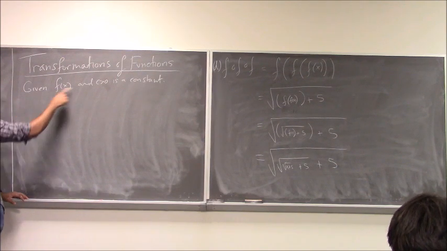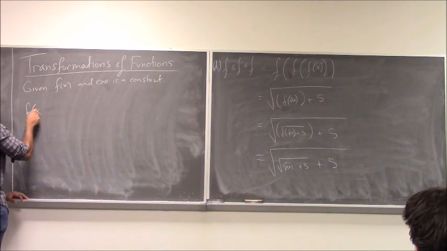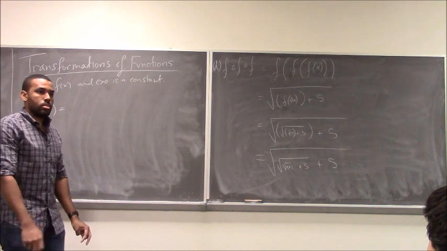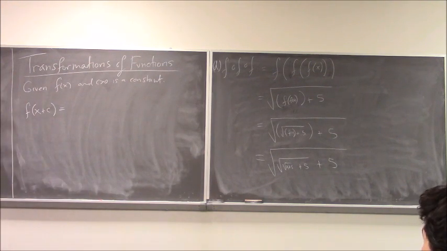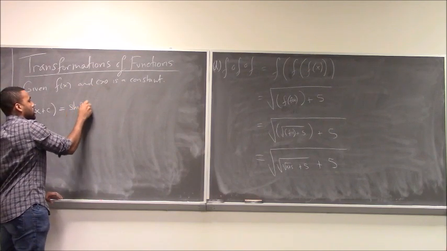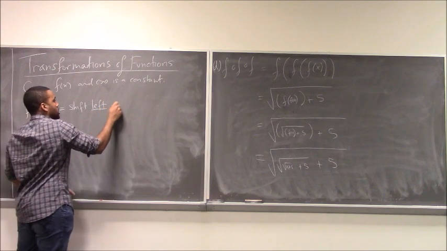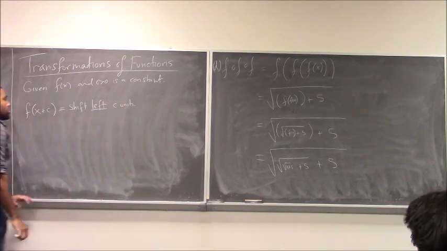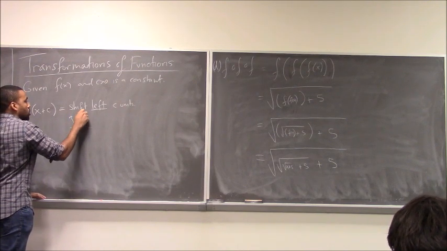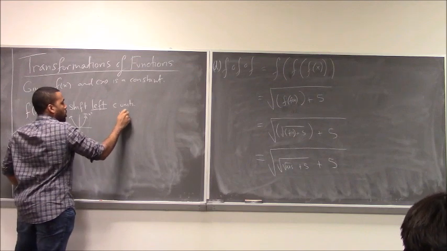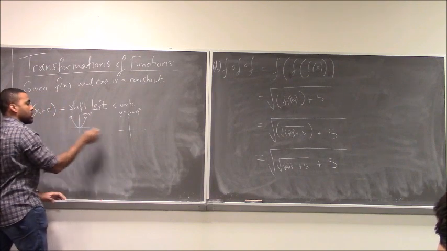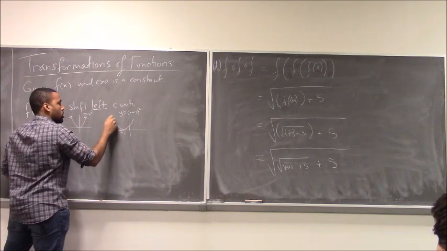So for example, if you're given a function f, and c is a constant, what would f of x plus c do to the graph? It would go left. It's a shift left c units, right? So that's, for example, if you start with y equals x squared, and you want to know what y equals (x plus 2) squared looks like, well, that's just a shift of this guy left by 2 units, and it would look like that.